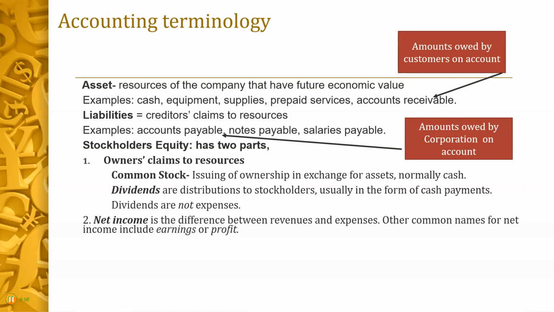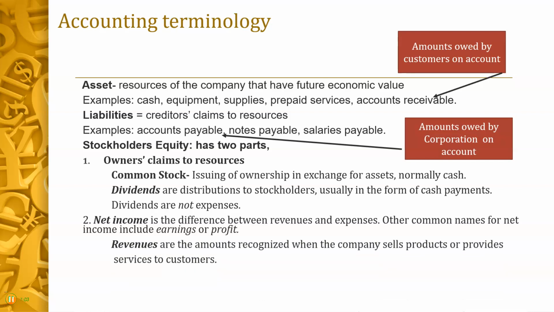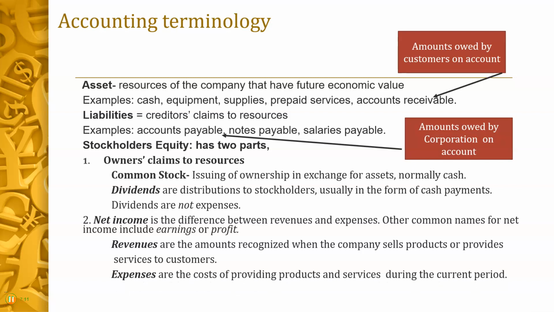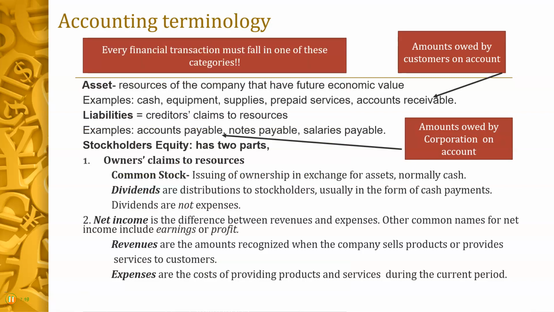Other common names for net income include earnings or profit. Revenues are the amounts recognized when the company sells products or provides services to customers. Expenses are the costs of providing the products and services during the current period. Every financial transaction must fall in one or more than one of these categories.